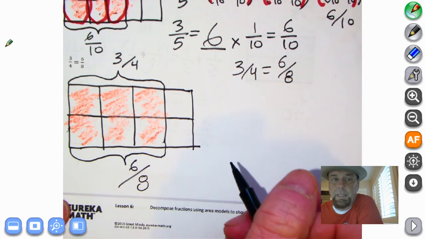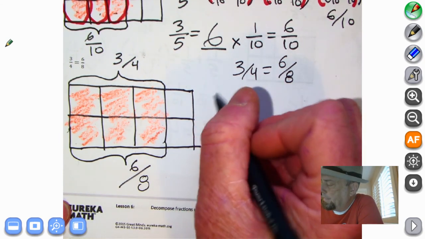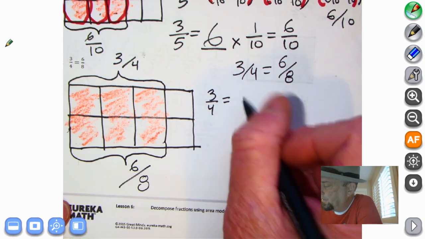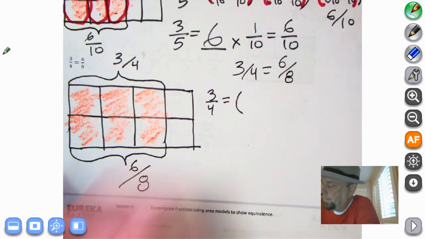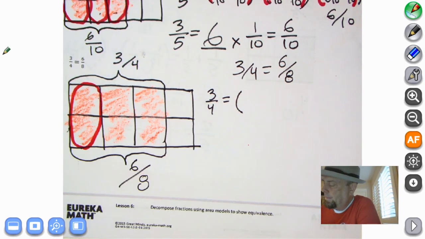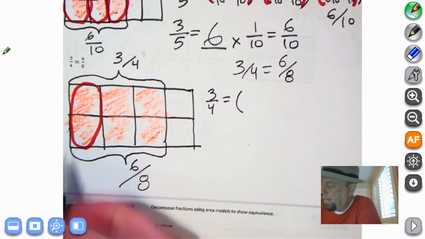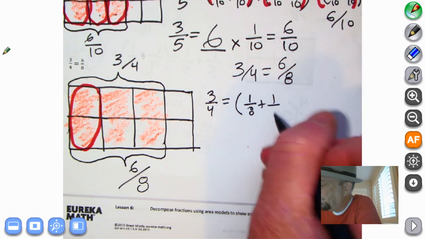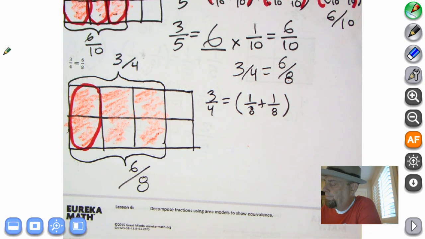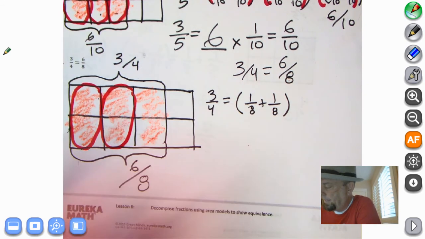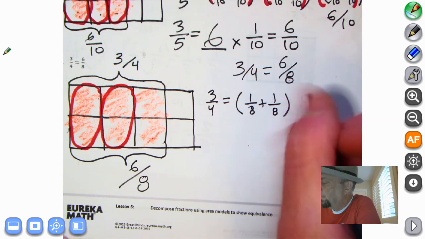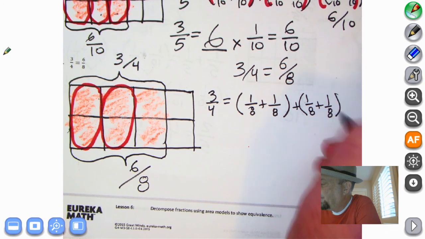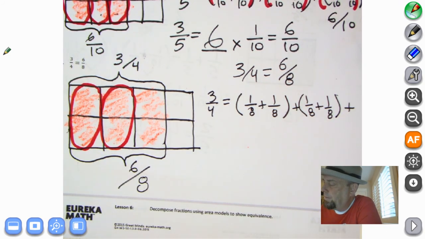Now we're going to do that through addition. We're going to say once again that 3/4 equals, we'll do parentheses to show these two. So what is 1 unit here going to be? 1/8, right? 1 out of 8, 1 out of 8. So 1/8 plus 1/8. Another group of 2/8 plus 1/8 plus 1/8. Going to add on another group of 2/8.